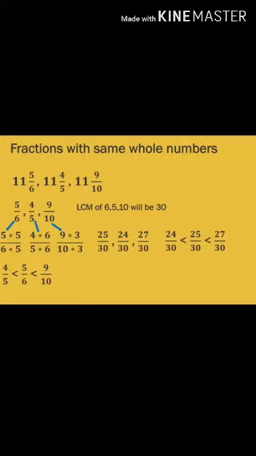Once we have the order of the proper fractions, we can use the same order to arrange the mixed fractions as well. So we can see that 11 and 4 out of 5 will be the smallest, 11 and 5 out of 6 will be bigger, and 11 and 9 out of 10 will be the biggest or largest mixed fraction in this given scenario. So friends, this was also really easy, right?